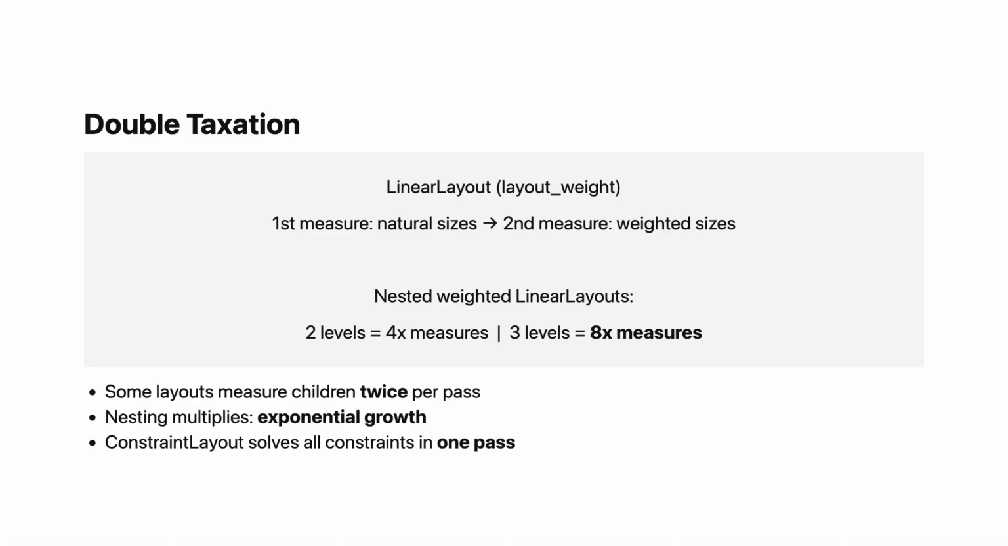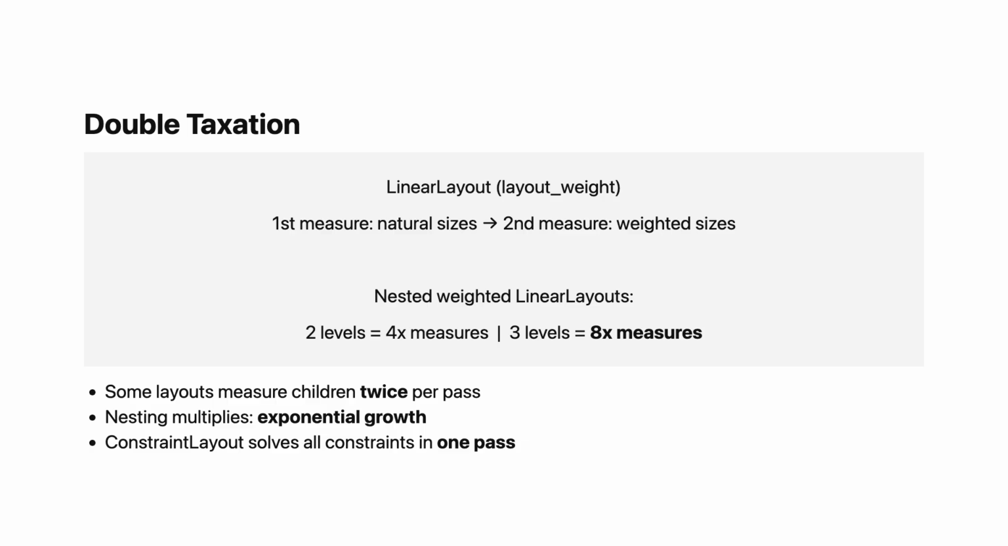Each child measured twice means the work doubles, but it gets worse. If you nest a weighted linear layout inside another weighted linear layout, the inner one's children get measured 4 times: 2 for the outer, times 2 for the inner. Add another level and it is 8 times. This is exponential growth. 3 levels of weighted linear layouts means each leaf view is measured 8 times per frame. This is exactly why deeply nested layouts with measurement-heavy parents cause jank. Constraint layout avoids this by solving all constraints in a single pass, which is why it exists.